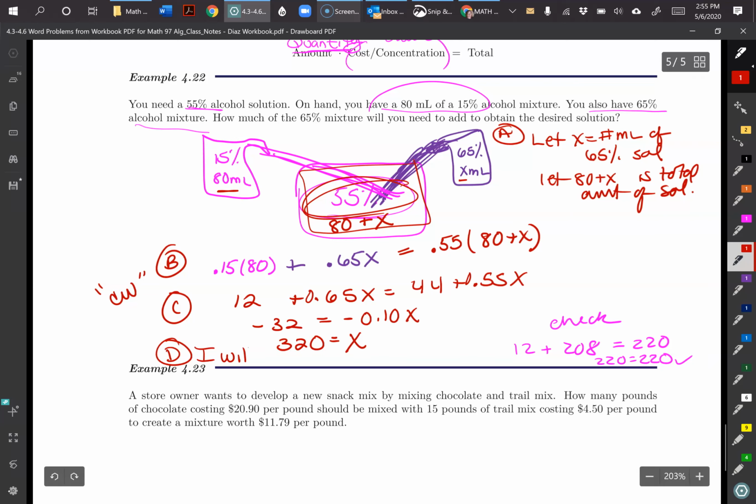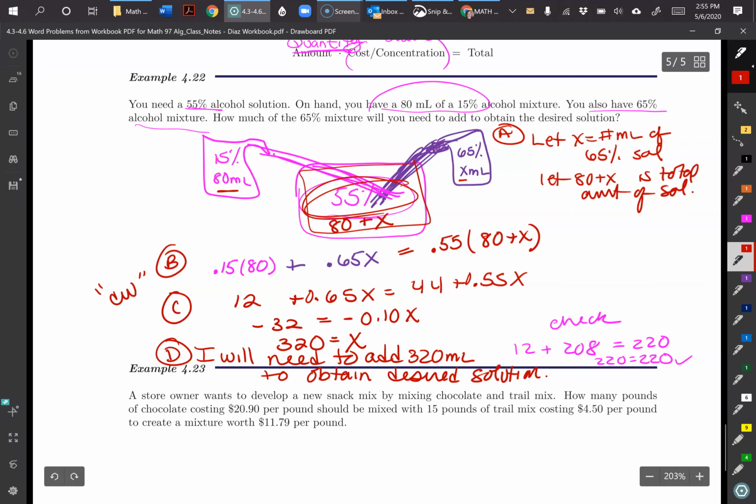I will need to add 320 milliliters to obtain this desired solution with the right concentration.